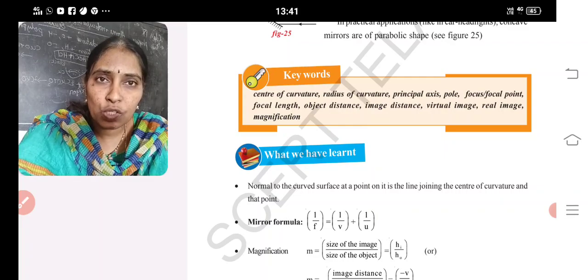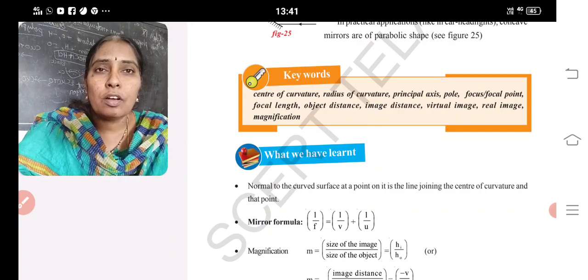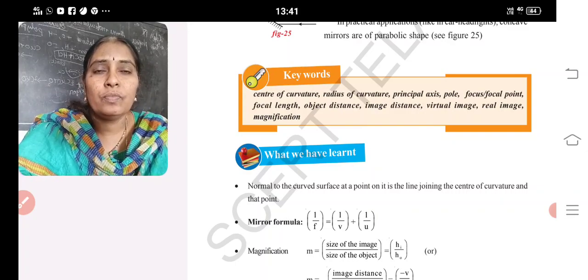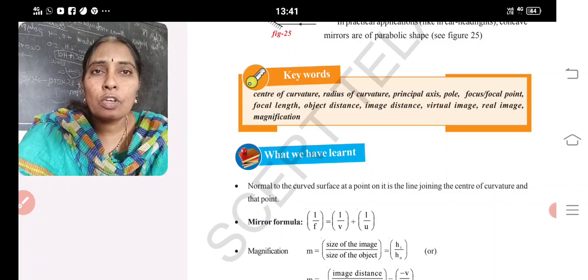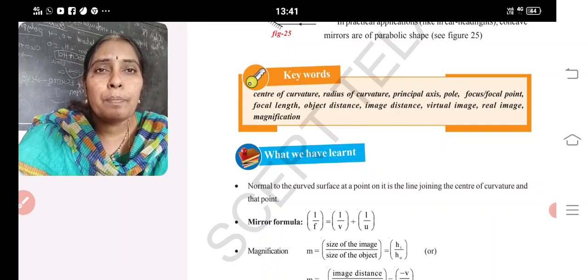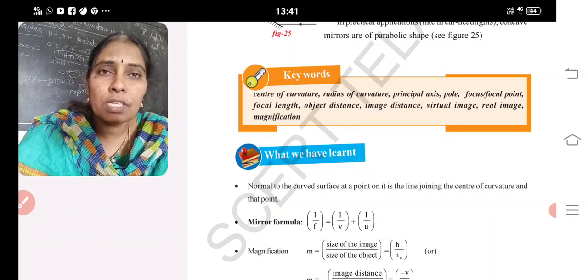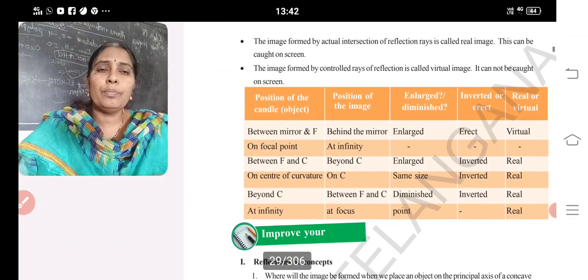Magnification is hi by ho, that equals minus v by minus u. On a concave mirror surface light rays always converge, and on a convex mirror light rays always diverge. Three situations: any ray parallel to the principal axis, when it strikes a concave mirror, passes through the focus, and any ray passing through the focus, on reflection, will be parallel to the principal axis. Any ray passing through the center of curvature, on reflection, passes through the same center of curvature. So all this we have discussed, and this is the most important table.